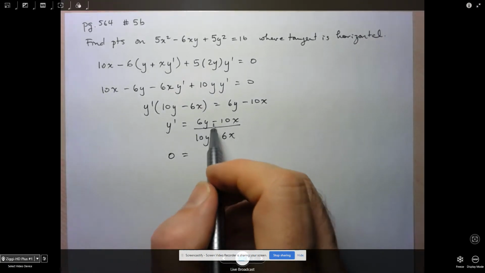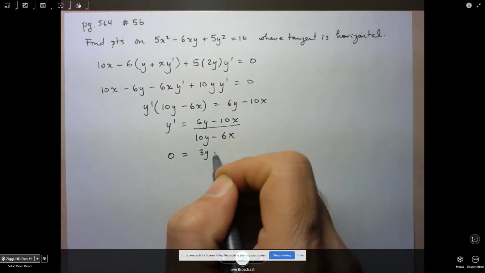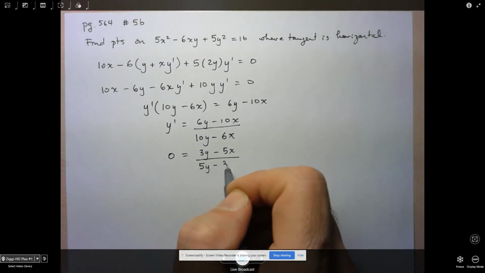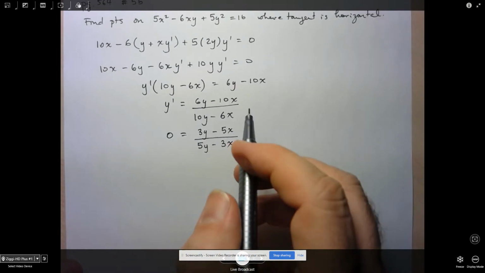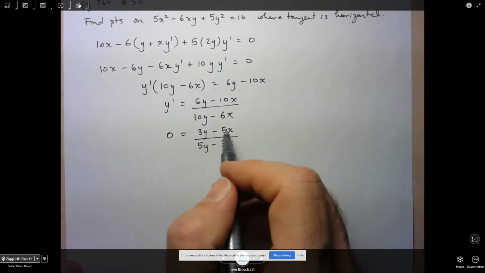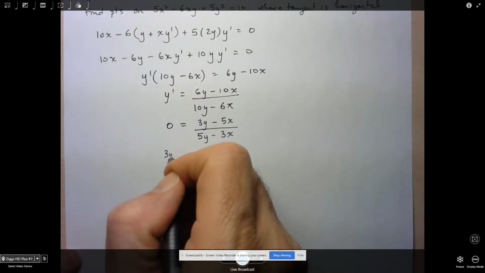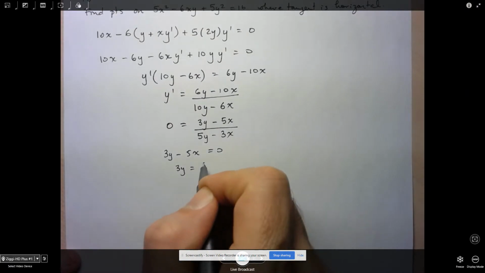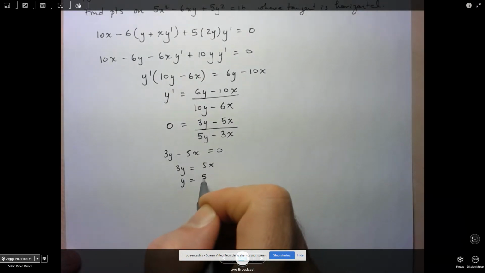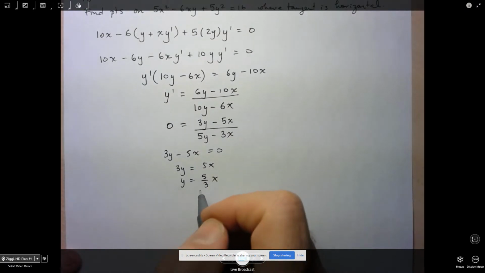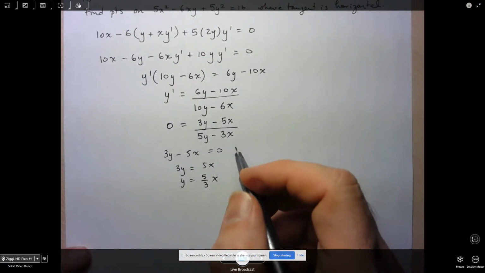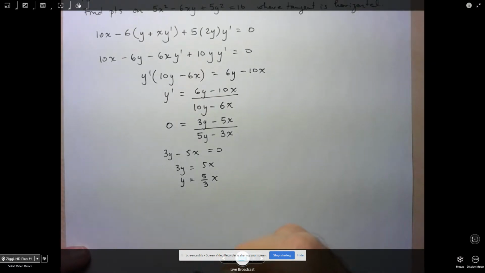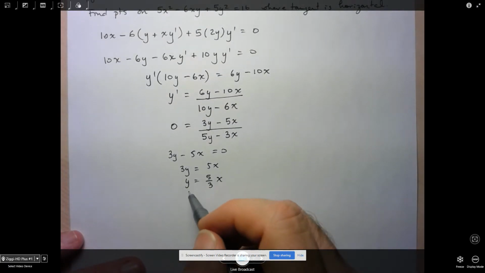Factoring out a 2 from the numerator, I'm left with 3y minus 5x, and the denominator is 5y minus 3x. In order for this fraction to be equal to 0, I need the numerator to be equal to 0. So 3y minus 5x has to equal 0, so 3y has to be equal to 5x, and y has to be equal to 5/3 x. What I see here is that I haven't actually found any specific values for either x or y. What I did find, though, is a relationship between x and y.